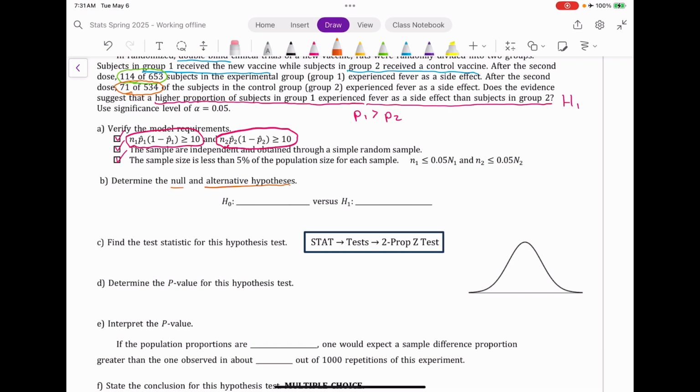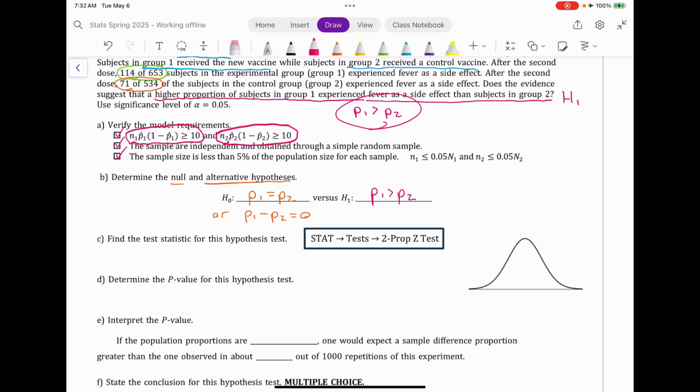So in part B, it says determine the null and alternative hypotheses. So the null hypothesis, we always assume that the proportions from the 2 populations are equal. Or if you do a little bit of algebra, if you subtract P2 from both sides, you could say the difference between the 2 proportions is 0. So both those is acceptable. And then the alternative hypothesis, what we found right here in that second to last sentence, we're trying to see if population 1 proportion is greater than population 2 proportion significantly.